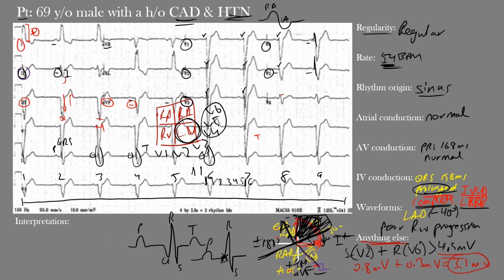So let's write that sinus brady, and then we also said the left axis deviation and the left bundle branch block. And remember, this was complete left bundle branch block, because of those wide prolonged QRS intervals. So in conclusion, our 69-year-old male with a history of coronary artery disease and hypertension has an EKG that shows sinus bradycardia, left axis deviation, and complete left bundle branch block.